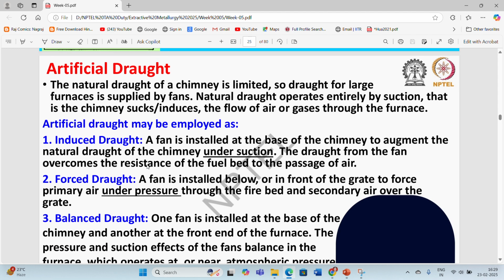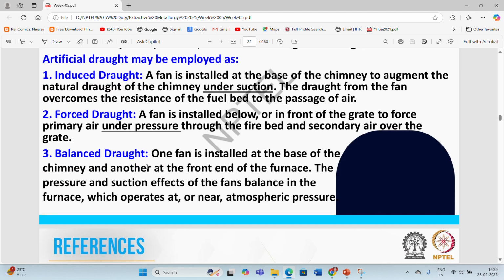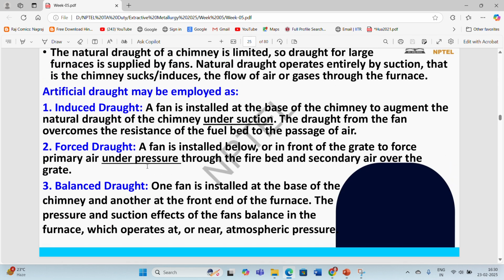The natural draught of a chimney is limited, so draught for large furnaces is supplied by fans. Natural draught operates entirely by suction, that is, the chimney sucks or induces the flow of air or gases through the furnace. Then artificial draught may be employed as induced draught. In the induced draught, we generally install a fan at the base of the chimney to augment the natural draught of the chimney under suction.